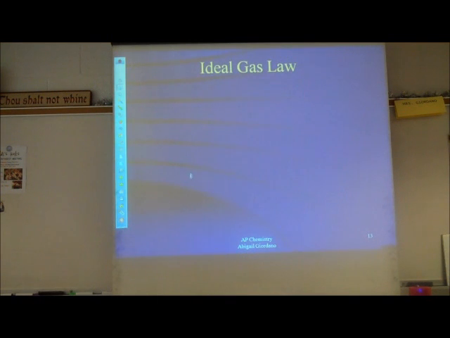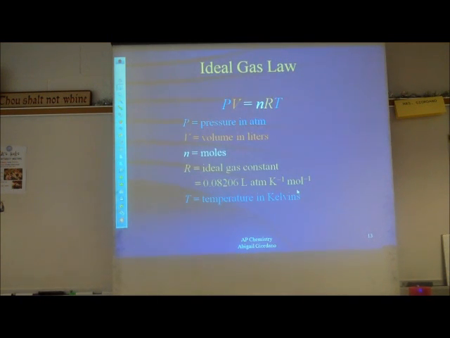So, let's talk a little bit about these variables, and more specifically, let's talk units, because units are really important with this one. Okay? P is pressure, and you can actually have four different possible units for pressure. Most of the time your pressures are going to be in atmospheres, but you could also have pressures in kilopascals, torr, or millimeters of mercury. Remember that torr and millimeters of mercury are essentially the same thing.